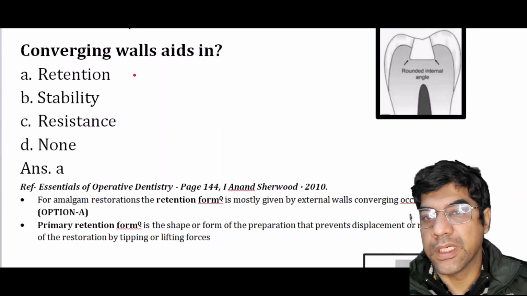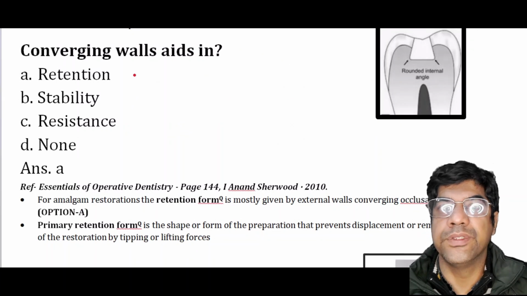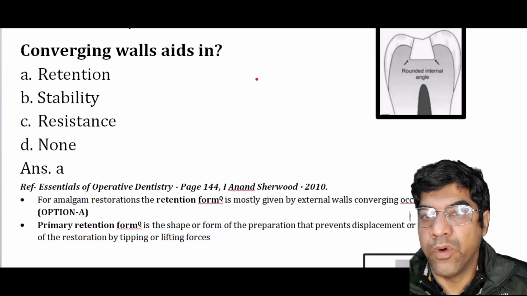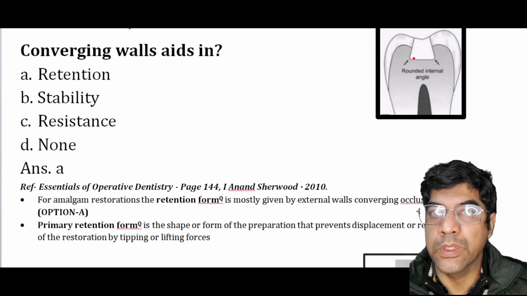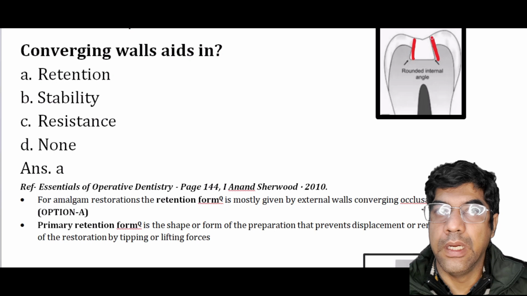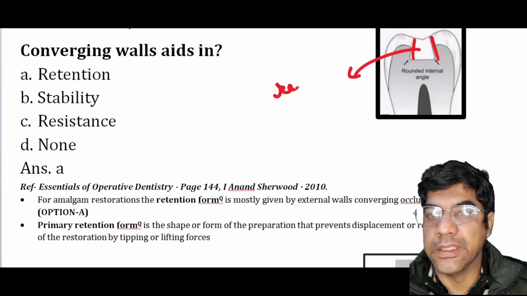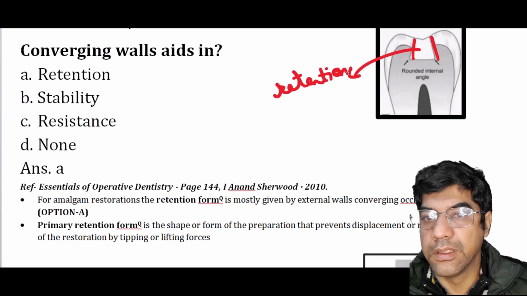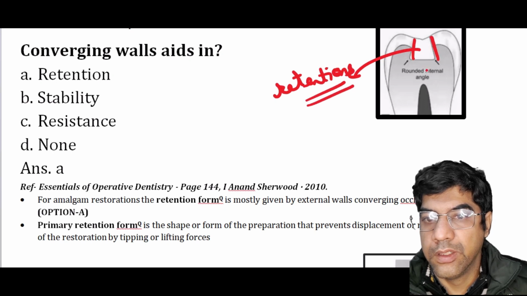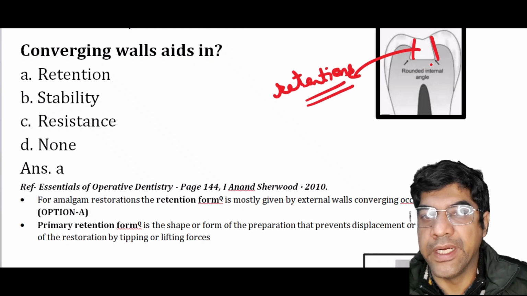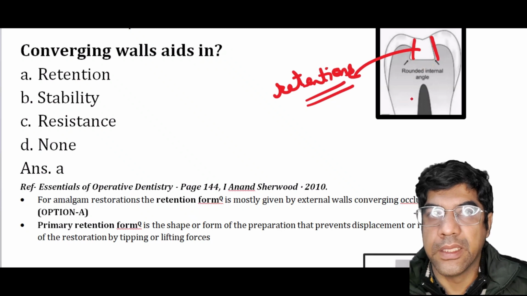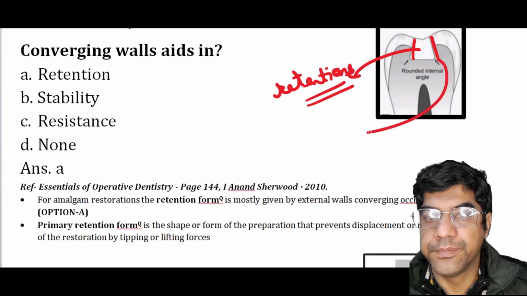Coming to the next question, the converging walls aid in retention, especially when they converge occlusally. So in the context of amalgam restoration, the retention form is mostly provided by the external walls that converge occlusally.